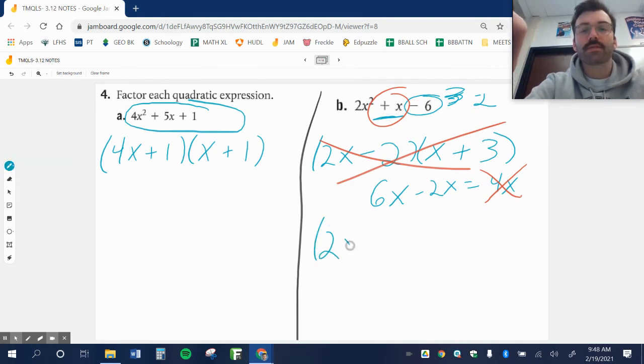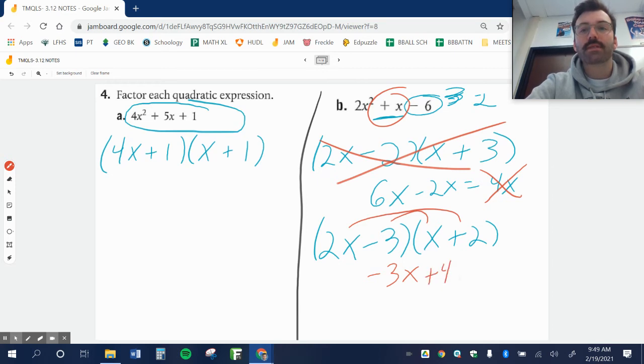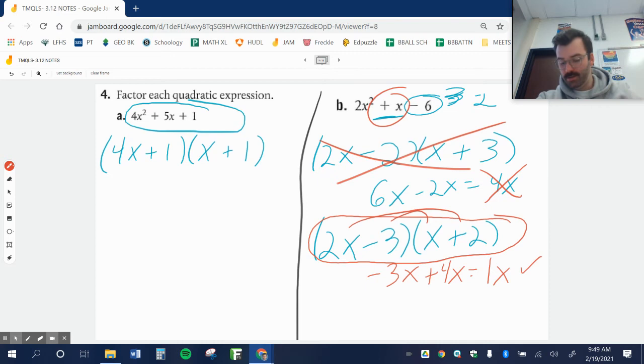All right, let's try this. 2x minus 3, and then x plus 2. Negative 3x plus 4x. Oh, look at that. That gives me 1x, which is what we want. That means this is our answer, and it's factored. Now, guess and check takes a lot of time, so we're going to talk about a method where you don't need to guess and check.